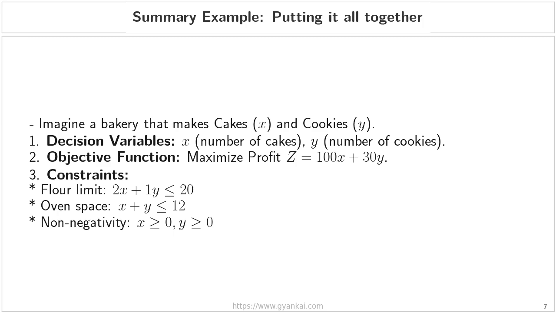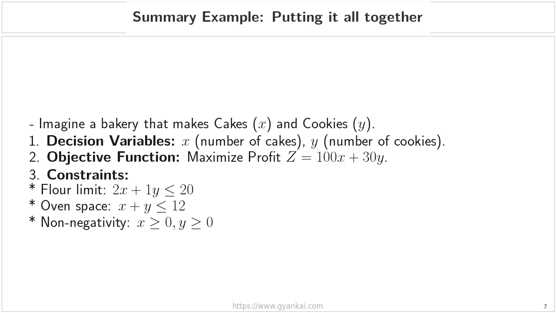Second, we have limited oven space. The total number of cakes and cookies combined cannot exceed 12. This is expressed as x plus y is less than or equal to 12. And, as a reminder from our previous slide, we must also include our non-negativity constraints, meaning x is greater than or equal to 0 and y is greater than or equal to 0, because we simply cannot bake a negative number of cakes.